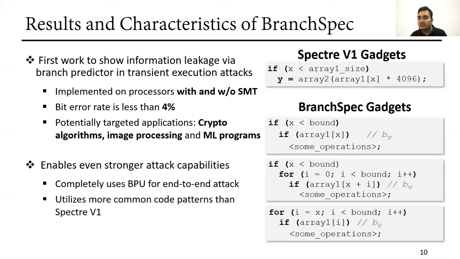Secondly, we note that BranchSpec enables stronger capabilities for transient execution attacks. Specifically, this allows an attacker to use the BPU for end-to-end exploitation. More importantly, BranchSpec can utilize more common code patterns in the victim's code base. For example, in the upper right, we show the example of the Spectre v1 code gadget, which requires memory indirection that is not commonly available in real applications, as shown in prior works.